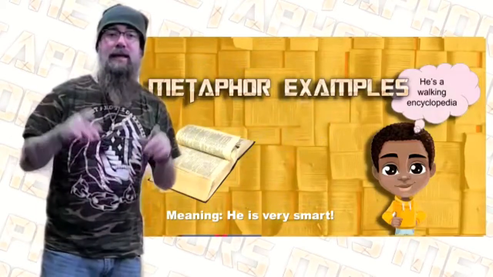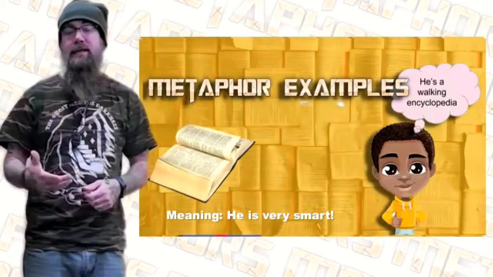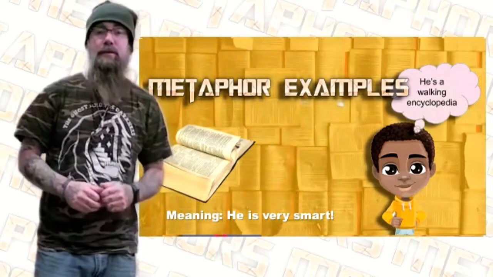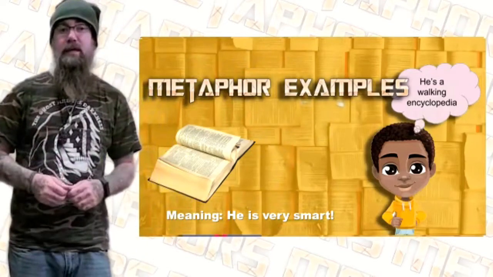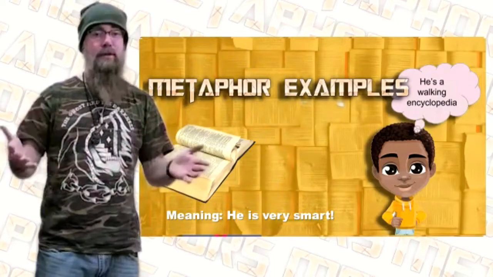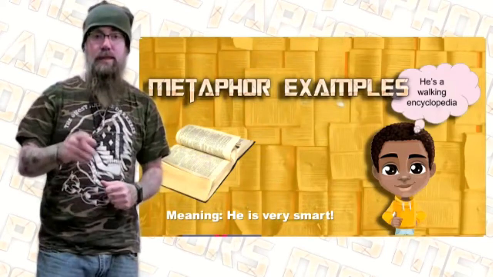This guy says he's a walking encyclopedia. He's comparing a person to an encyclopedia. Well, what meaning could that have? Well, it's probably that he's pretty smart. If you're comparing him to an encyclopedia, which has a lot of information and facts in it, this person probably knows a lot of information and facts, so you use the metaphor to compare him to an encyclopedia.